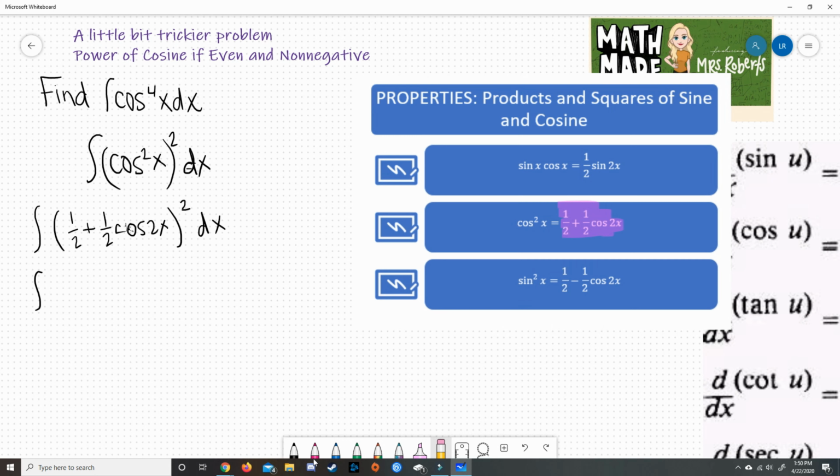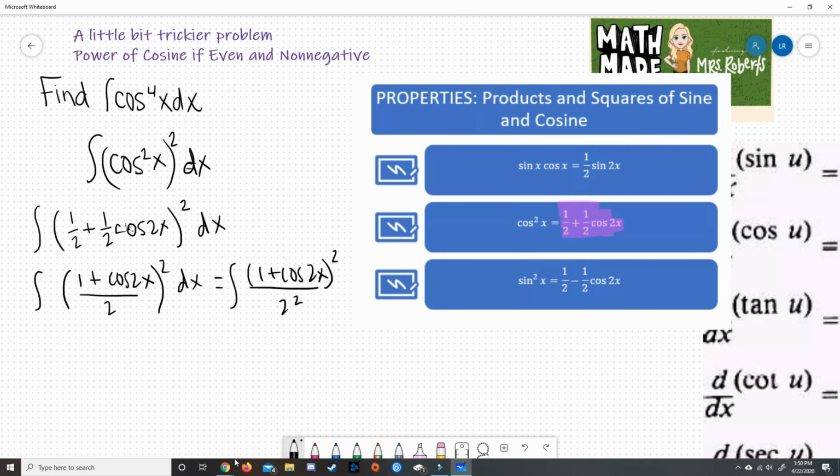Let's rewrite this fraction as (1 plus cosine of 2x) over 2, squared. They have the same denominator, so why not just write them together that way? The reason we should write it that way is because 2 squared is 4, so this is really times 1/4, and we can bring that 1/4 out front. Then we only have to worry about expanding the inside without having any ugly fractions.